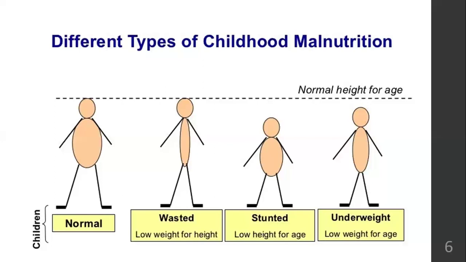So this is also the figurative explanation of the same. Different types of childhood malnutrition. There is a normal height range for every age. So this is the normal child on the extreme left. Next to it is a wasted child. The child who is undergoing wasting is able to keep up with the height, but they are extremely skinny, extremely thin, because there is not enough fat or muscle built on their body.